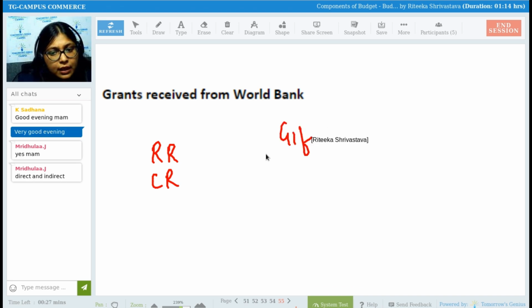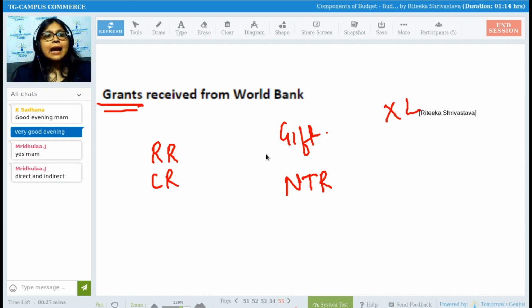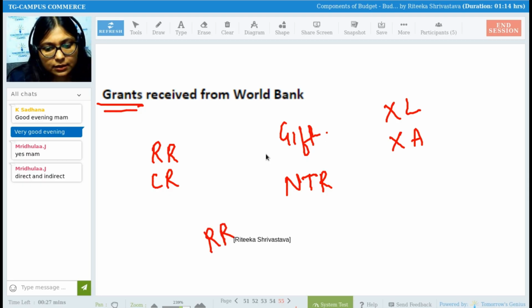because it's a gift, and we have already studied that gifts are part of non-tax revenue. These grants are not going to create any liability for the government. When a foreign government is gifting something to the Indian government, it will not say that in future you have to repay this gift to me. No, it will not say that, right? Because it's a gift, it will neither create any liability nor decrease any asset for the government, and hence it is going to be a revenue receipt. Correct answer.